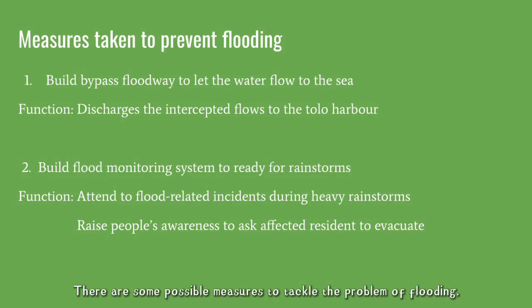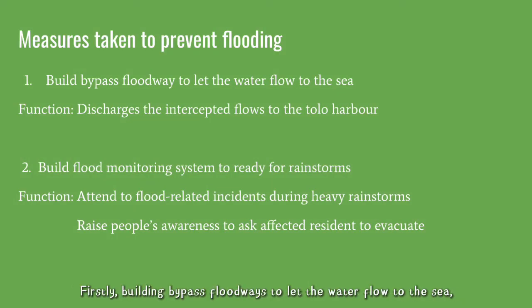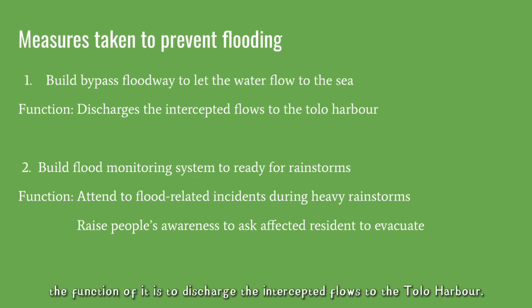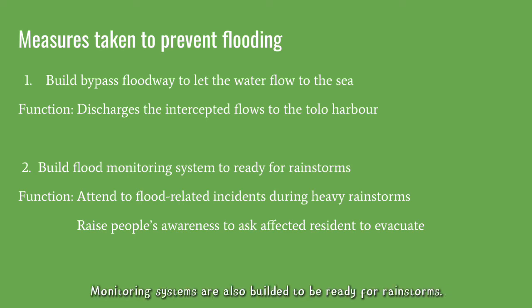There are some possible measures to tackle the problem of flooding. Firstly, building bypass floodways to let the water flow to the sea. The function of it is to discharge the intercepted flows to the Tolo Harbour. Monitoring systems are also built to be ready for rainstorms. It is attended to flood-related incidents during heavy rainstorms. Also, it can raise people's awareness and ask affected residents to evacuate.